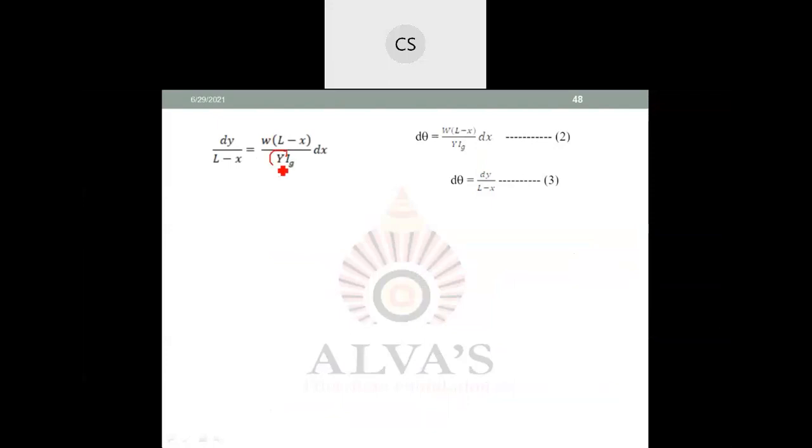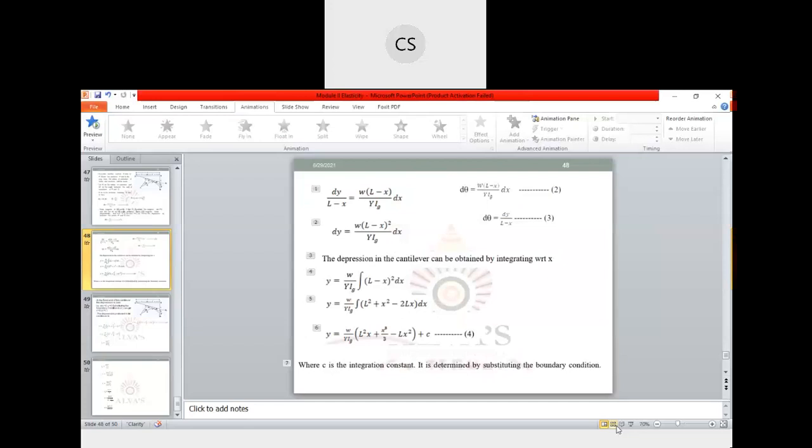An important point to note: this capital Y is Young's modulus, whereas this small y is the depression, the bending. Keep that in mind, so don't get confused.